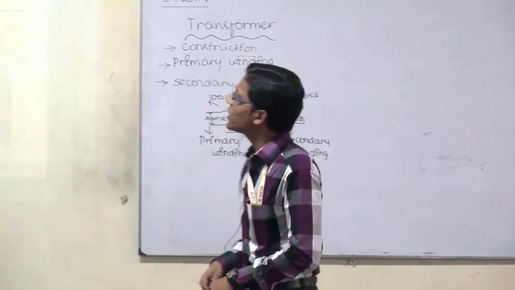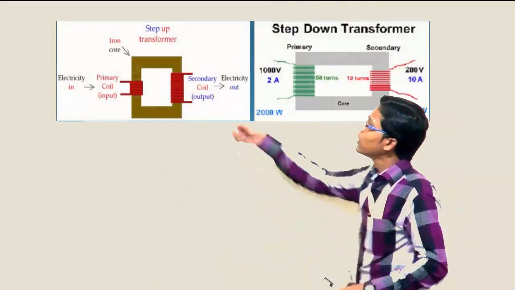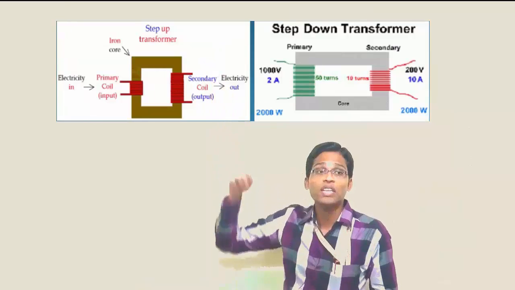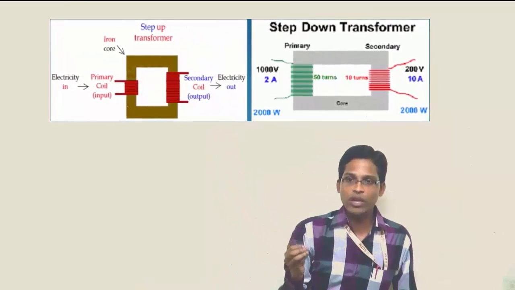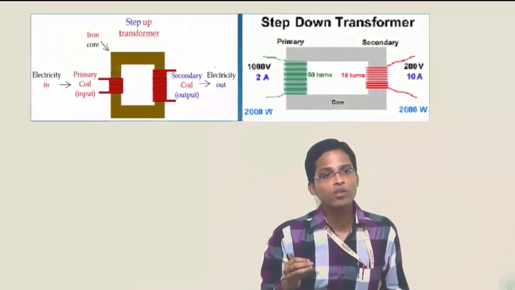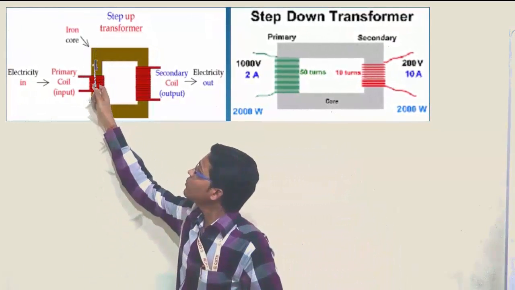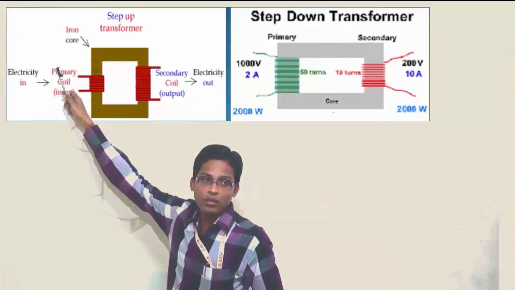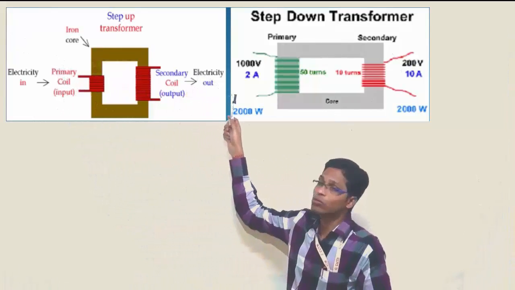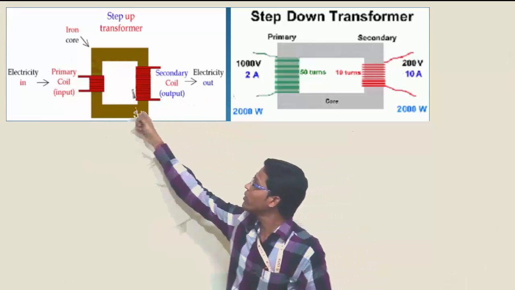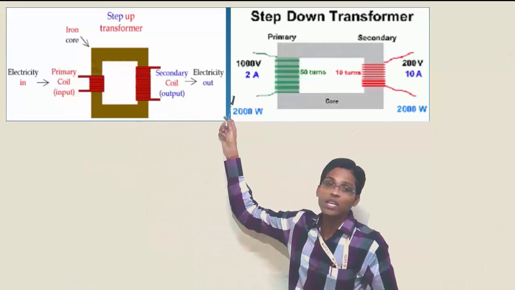Here you can see, in the first one, it is a step-up transformer. Step-up means the voltage will be stepped up. The same voltage we give to the primary winding will be increased in the secondary winding. This is the primary winding, which is connected to the supply. This is the secondary winding, which is connected to the load or to the output. Here we are giving the input, and here we are getting the output.